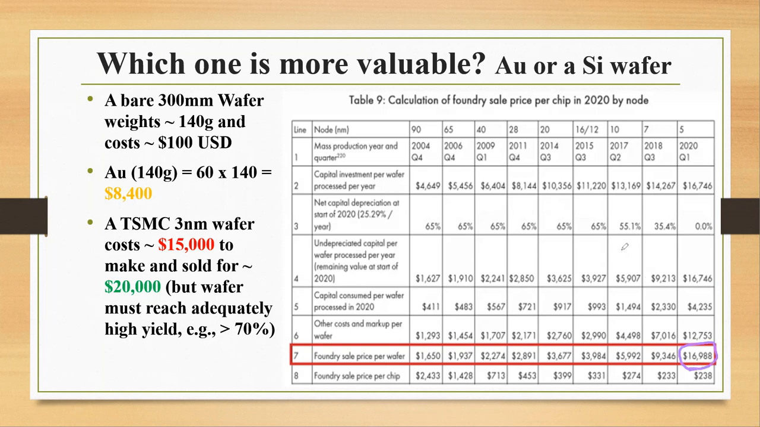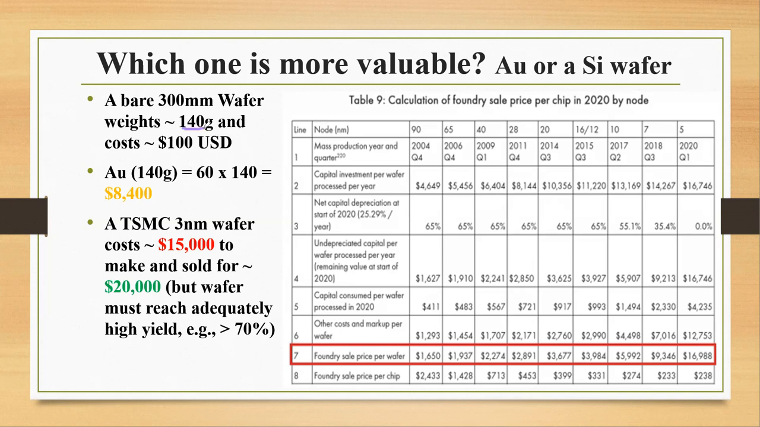For example, in 5 nanometer, the sale price of a wafer is around $17,000 per wafer, and per chip is about $240. Then it costs about $13,000 to make. But if you compare this with a piece of gold, let's start with the bare silicon wafer: a 300 millimeter silicon wafer weighs about 140 grams, and it costs about $100.